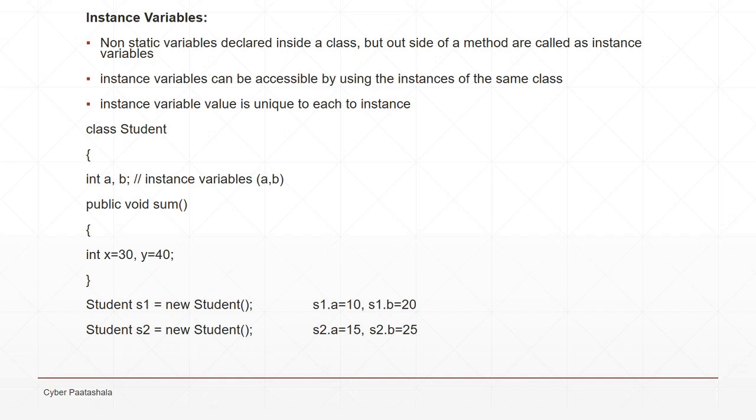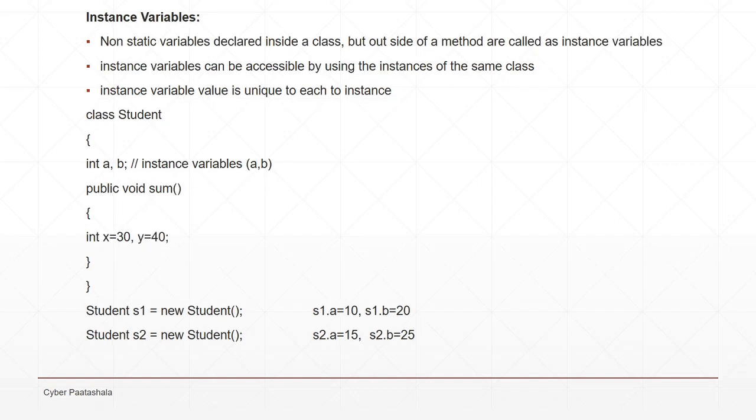Instance variables. The non-static variables declared inside a class but outside a method are called instance variables. If you declare these variables inside a method, those will become local variables. So these variables need to be declared inside a class but outside a method. An instance variable can be accessed by using the instances of the same class, and the instance variable's value is unique to each instance, and we can create any number of instances for each class.